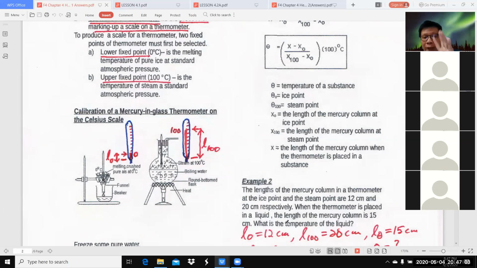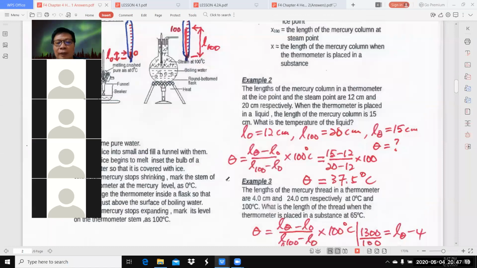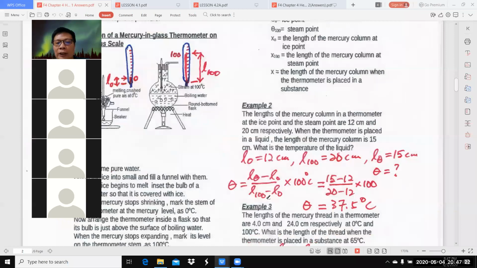The question is like this. L0 is 12 cm, L100 is 20 cm, L theta is 15 cm. So how many degrees is this theta? You're going to find the temperature. Use this formula. Now you see the solution. Theta equals L theta minus L0 over L100 minus L0, times 100. L theta is 15 cm, L0 is 12 cm, L100 is 20 cm. So you substitute, you calculate, you get the answer. Understand? So you know how to use the formula. Please copy down the example and the answer.